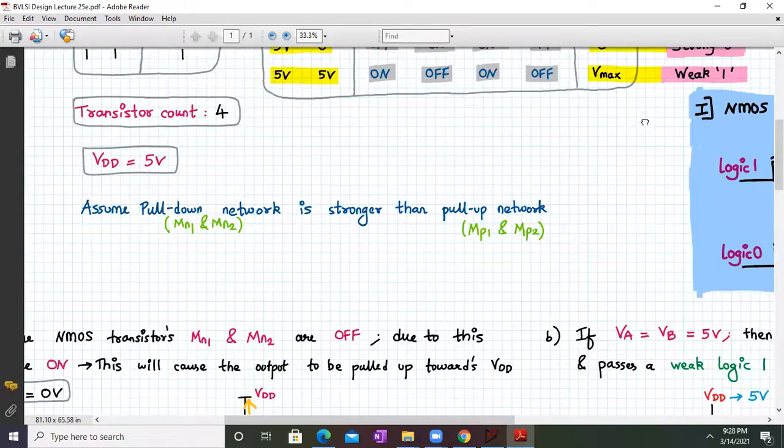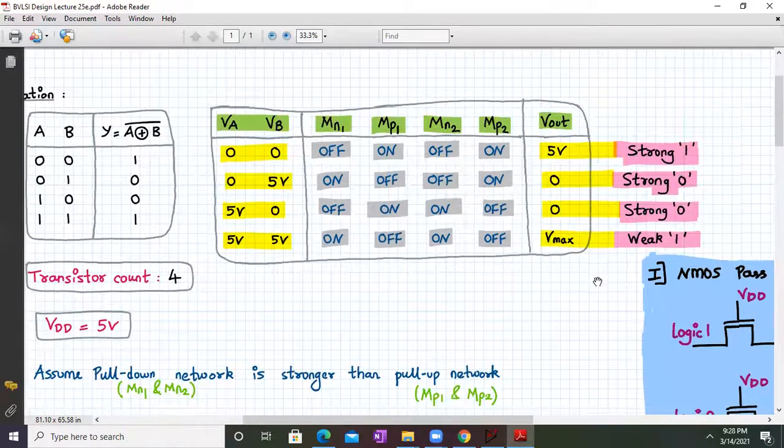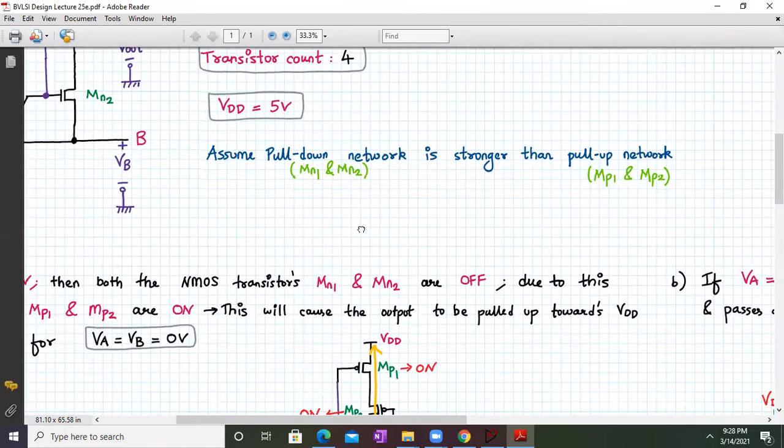Let us check that in the truth table. So here it is. Here we have VA and VB as 0, 0. So MP1 and MP2 are on, whereas the other transistors are off, and at the output we get a strong logic 1, that is 5 volts. Let us go into the next case.